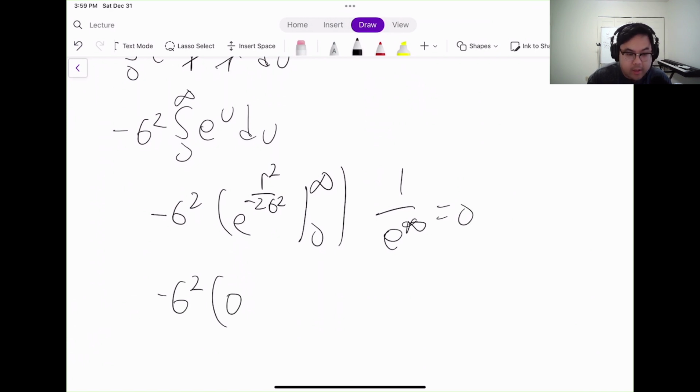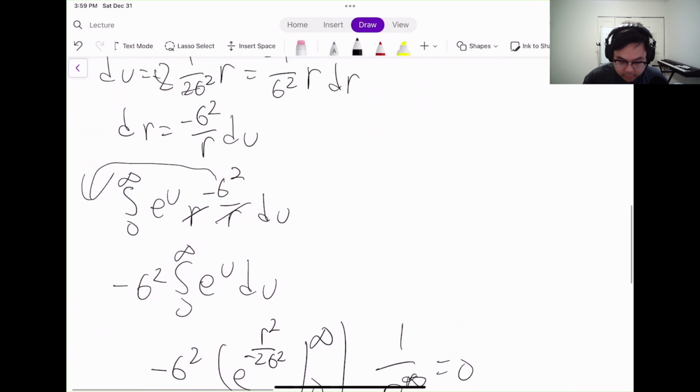So this is 0. Minus, plug in 0. Well, if we plug in 0, then this is e to the 0, which is 1. So we've got 1. So what's 0 minus 1? That's negative 1. So negative 1 times negative sigma squared is just sigma squared. Okay, so now that's the answer for the inner part of our integral.